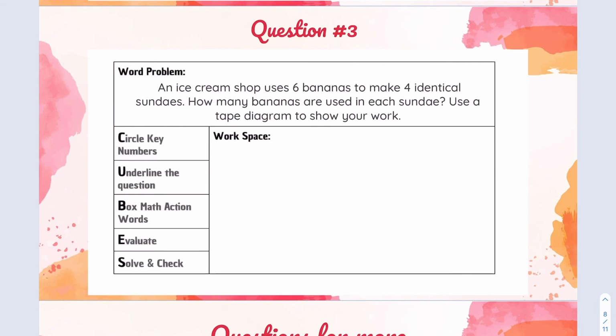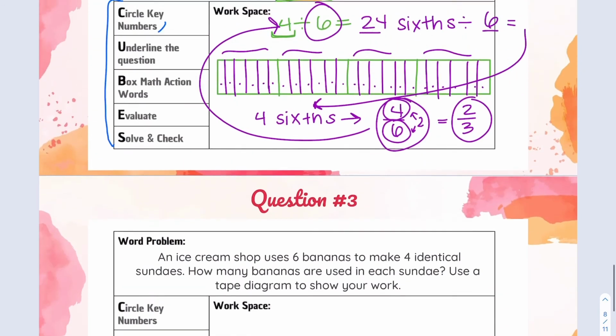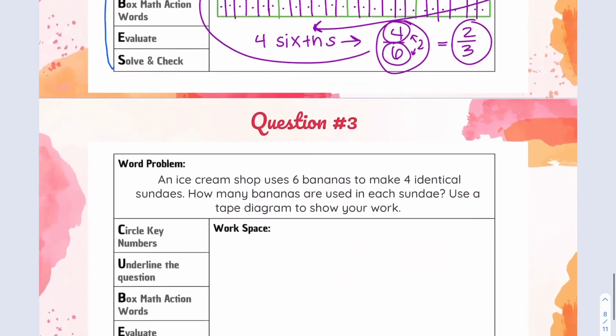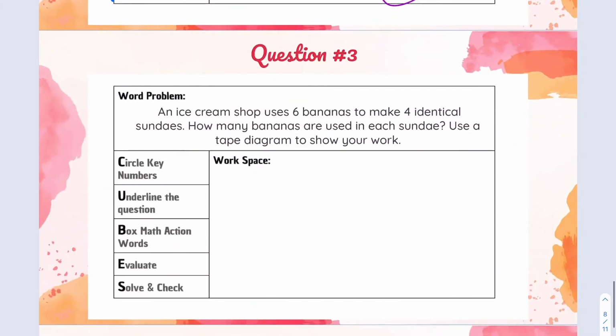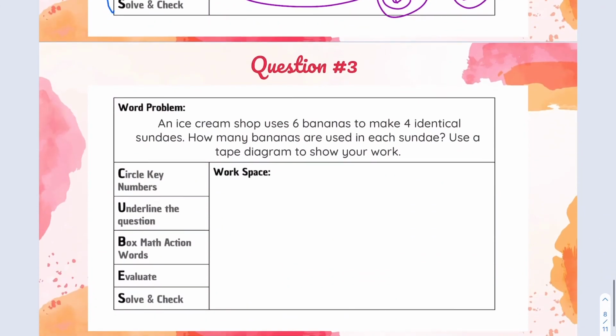So an ice cream shop uses 6 bananas to make 4 identical sundaes. So look at how similar they are. Question 2 is about ice cream, but this one's about bananas. So an ice cream shop uses 6 bananas to make 4 identical sundaes. So I'm going to circle 6 bananas and 4 identical sundaes. How many bananas are used in each sundae? So that was what I underlined.